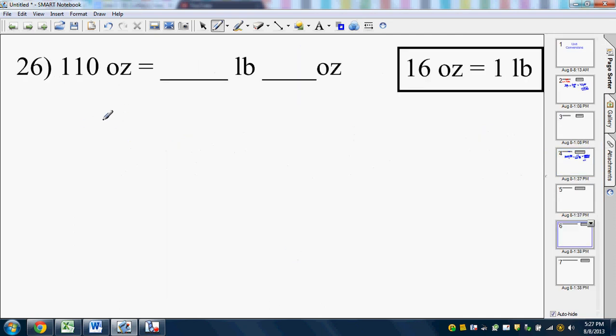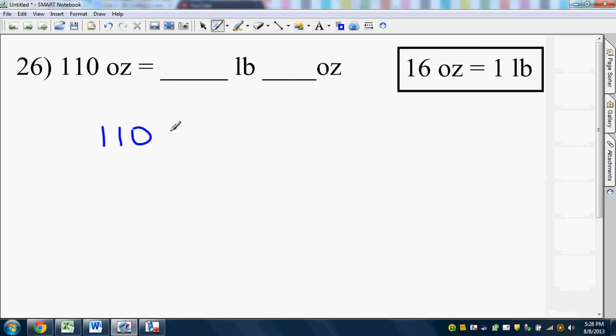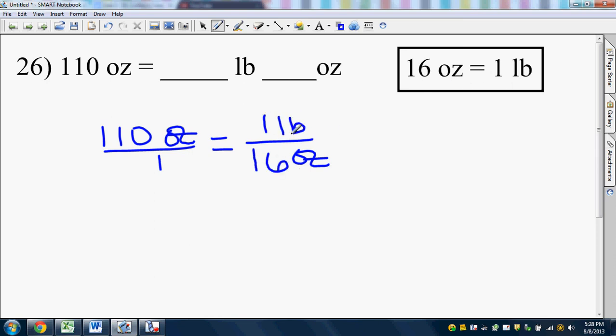Now I'm going to show you with number 26 on your homework. For this one, we have 110 ounces is equal to blank pounds and blank ounces. And the conversion is that 16 ounces is equal to 1 pound. So 110 ounces, and we're going to start off with it over 1. And because I have ounces up here, I'm going to put my ounces over here in the bottom. That way they can cancel out. And 16 ounces is 1 pound. And again, my diagonal units cancel out.